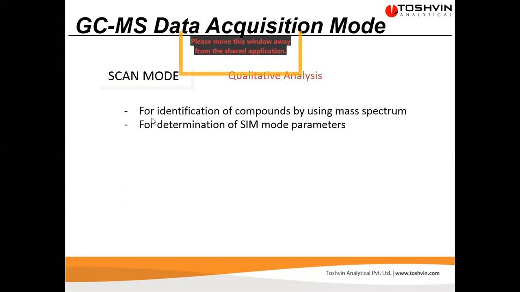As it is written here, scan mode is for identification of compounds by using the mass spectrum. So under scan mode, we can identify the compounds. And for identifying the compounds, the other option we have is the NIST library. We can compare the mass spectra with the NIST library and it will give us the probability.